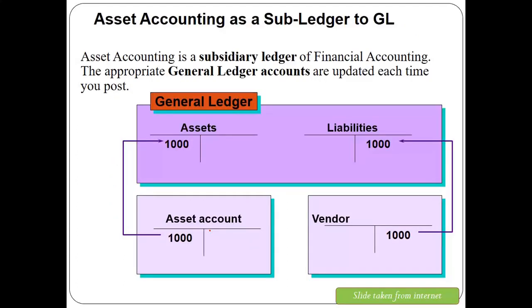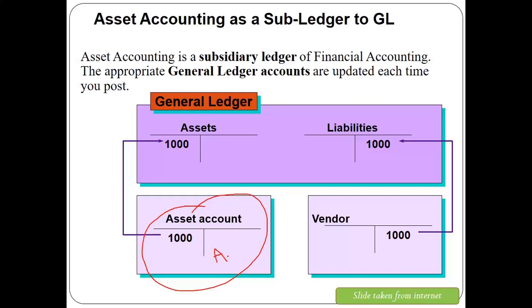You can see in this slide that when we debit an asset in the general ledger, a corresponding detailed ledger asset account is debited in asset accounting. So this is actually what is happening in FIAA. This is about asset accounting.